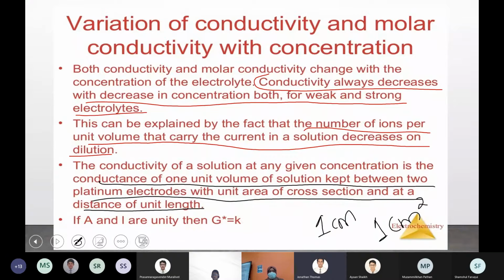Do you need to specify the platinum electrodes? No. Because in a conductivity cell, it's a platinum electrode. It's already understood.